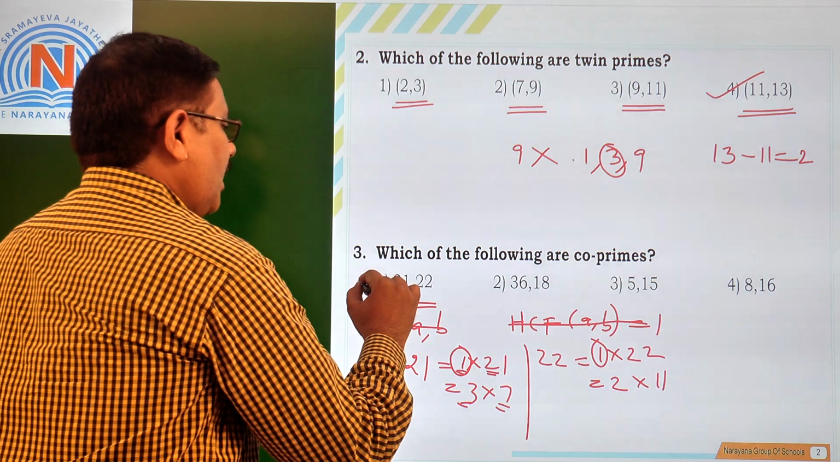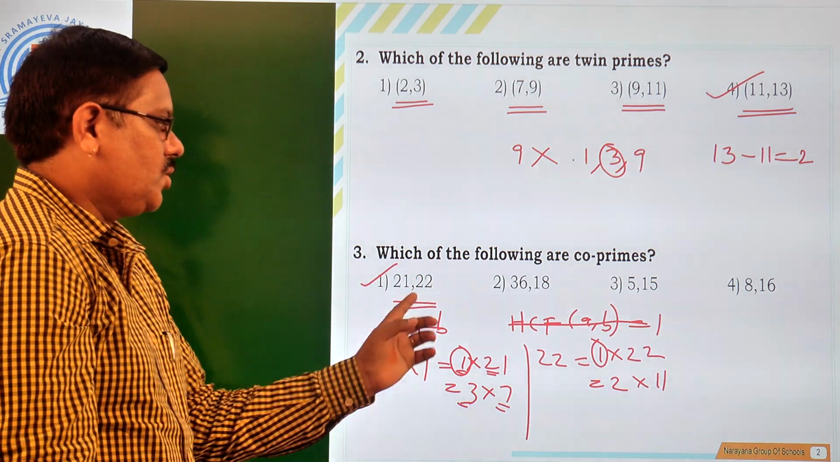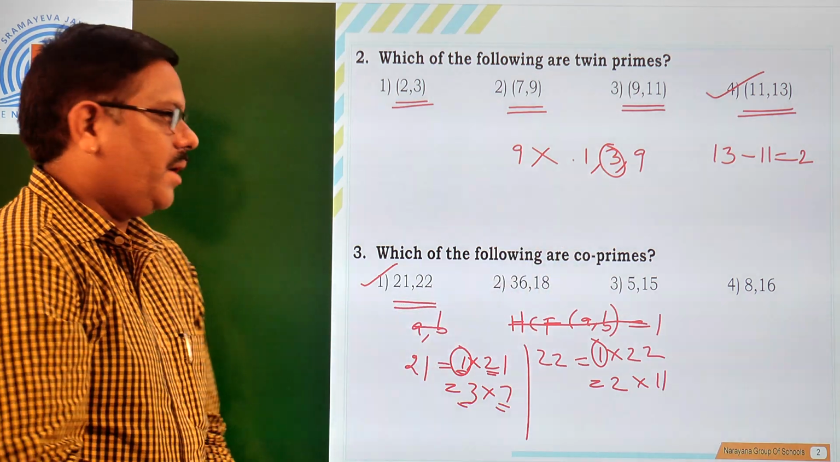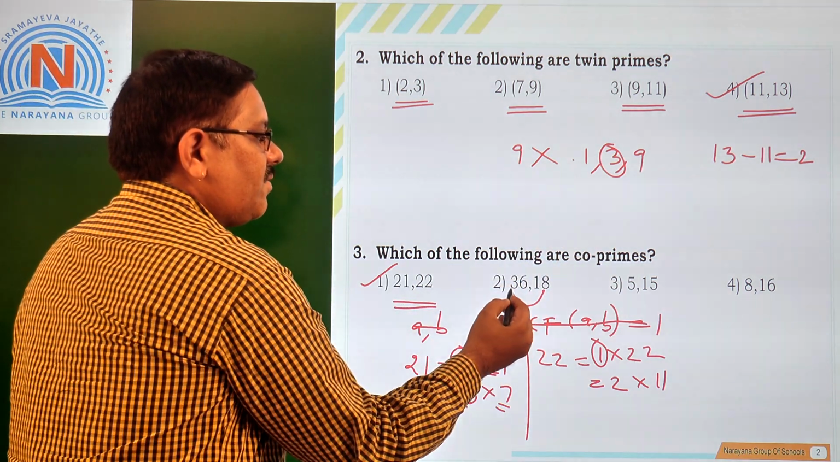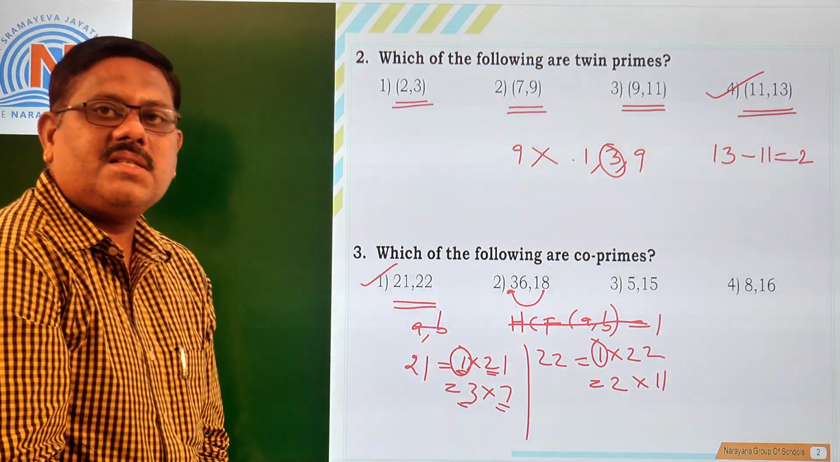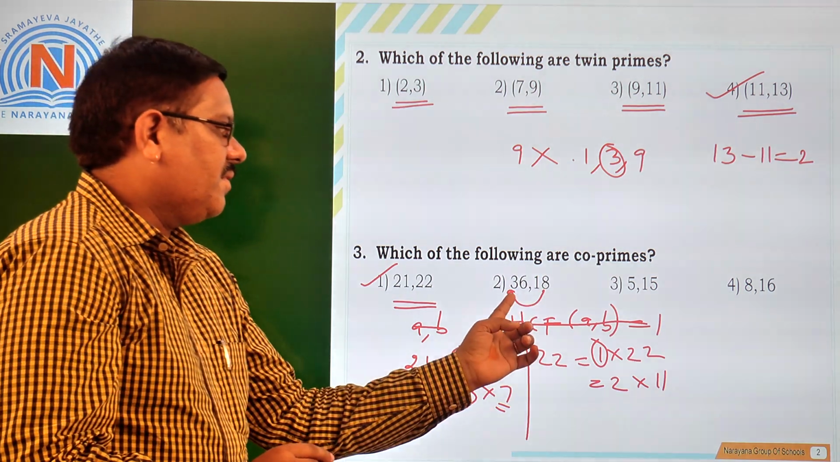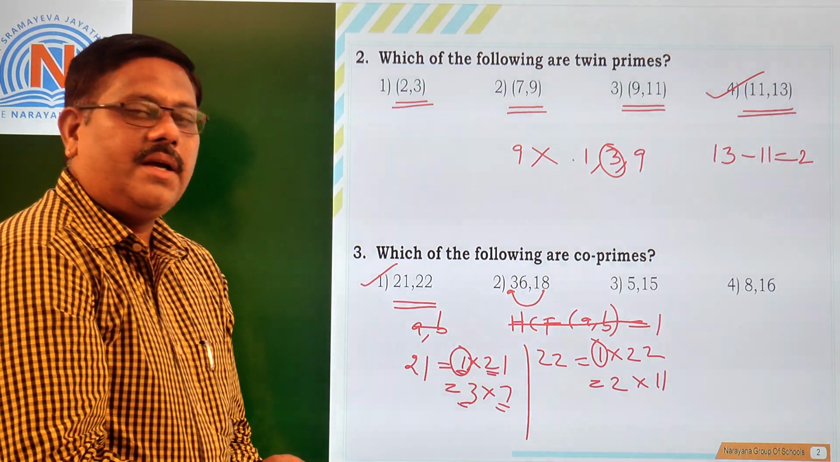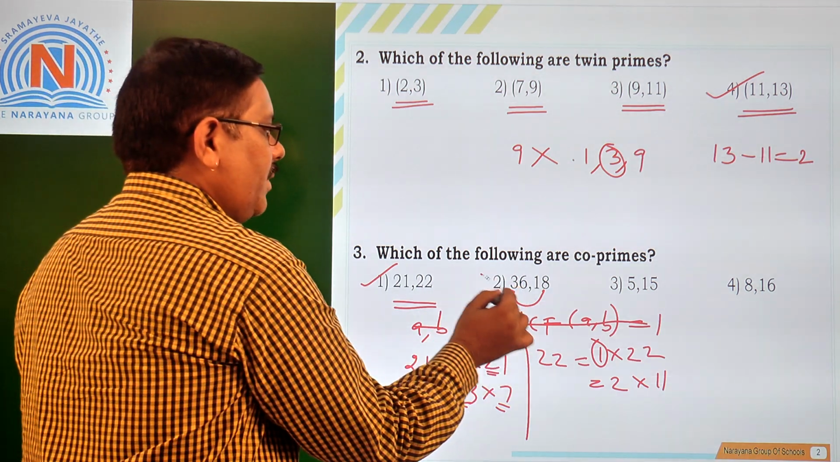So we call 21 comma 22 as co-primes. These two qualify to be co-primes. Now you look at 36 and 18. Here 18 is a factor of 36. As 18 is a factor of 36, the HCF of 36 and 18 is 18. So HCF is not 1. So we can't call them co-primes.